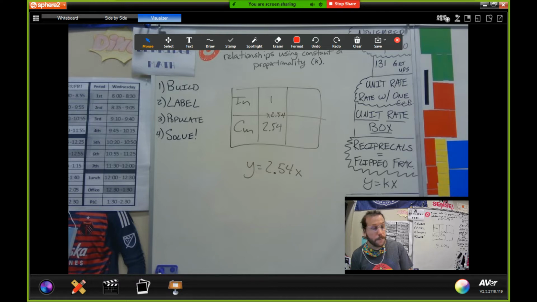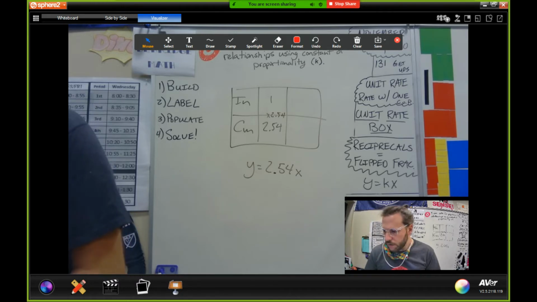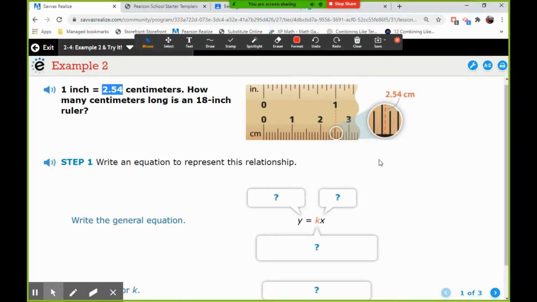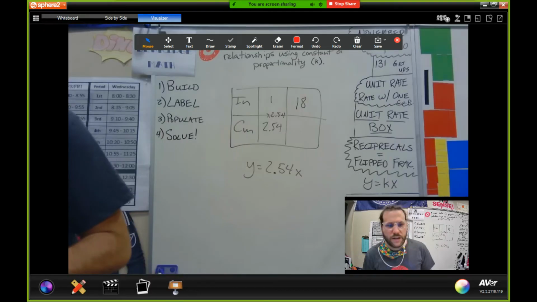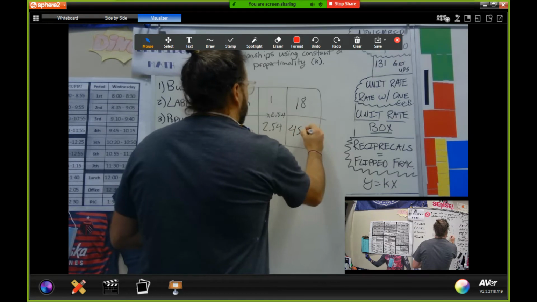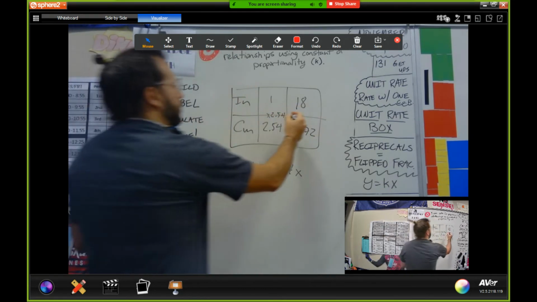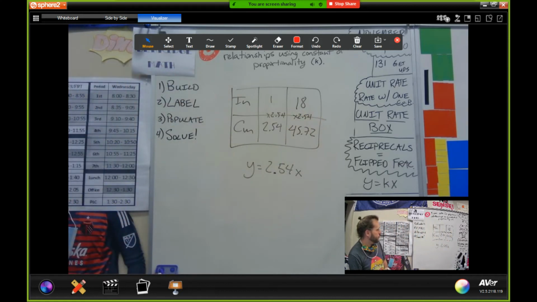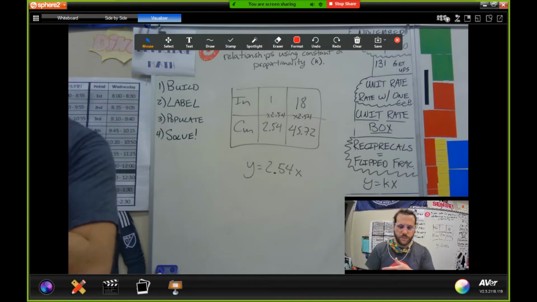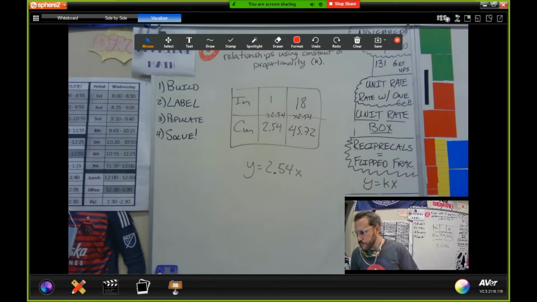So we can look at that. You can see they give you the equation y equals 2.54x. Then for our x, which is our inch value, I'm going to plug in 18. Then I just multiply them together and I get 45.72 centimeters. It's just like what we've been doing. The same ratio, 2.54. However many inches we have, we multiply it by 2.54, we get centimeters.